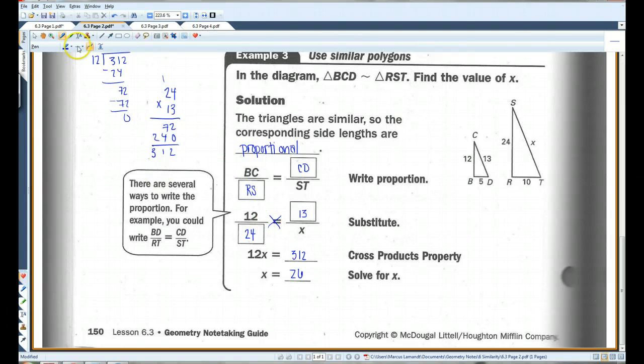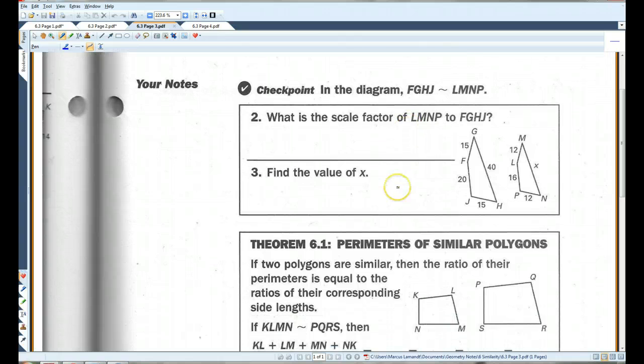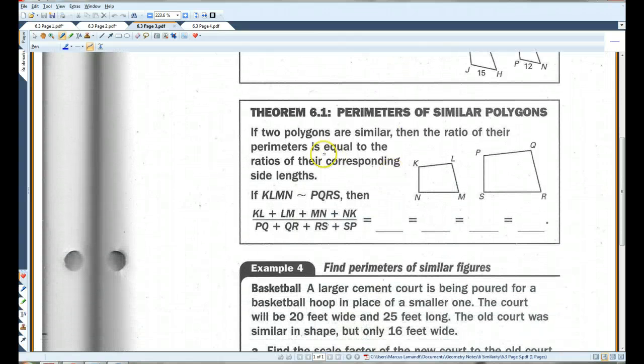Alright, page 3. I'll let you guys do this checkpoint. Theorem 6.1, perimeters of similar polygons. If two polygons are similar, then the ratio of their perimeters is equal to the ratios of their corresponding side lengths. So basically, let's say that this has a scale factor of 2 to 3.